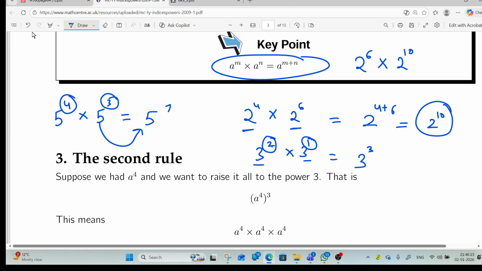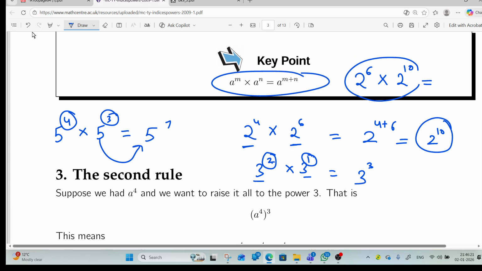What about this? 2 to the power 6 times 2 to the power 10. Quickly, it's not that difficult. 2 to the power of 6 plus 10. Yes, 6 plus 10 is 16, so 2 to the power 16. Very good.